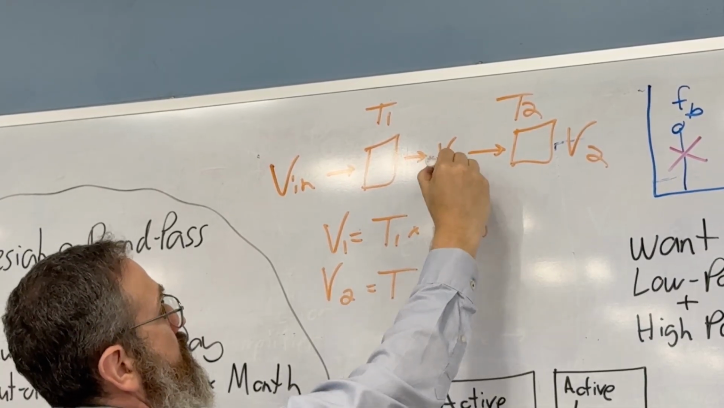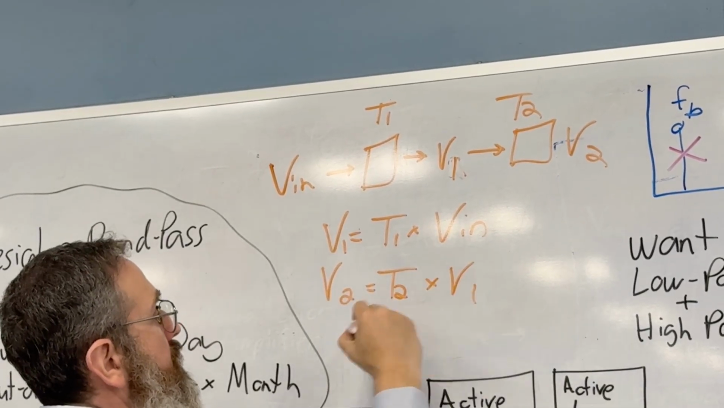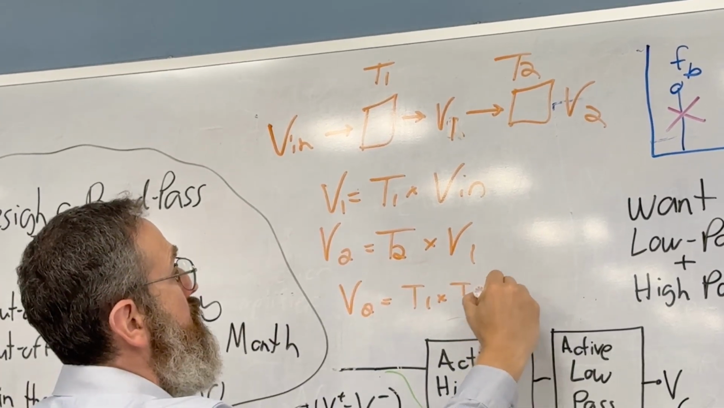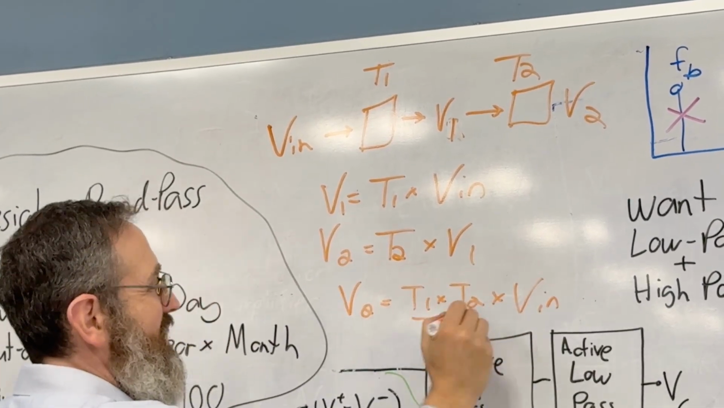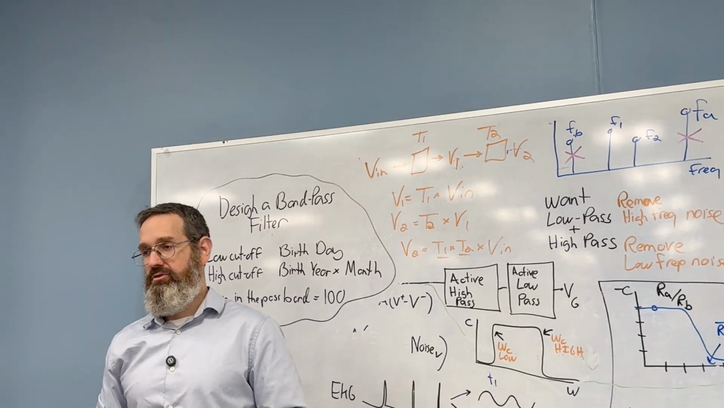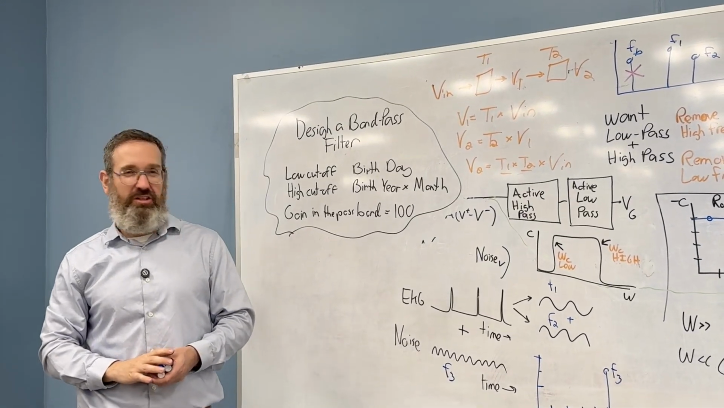So V1 is equal to transfer function 1 times V in, and V2 is equal to transfer function 2 times V1, so therefore V2 is equal to T1 times T2 times V in. It's amazing that you can do that. You can just multiply things through. It doesn't always work, but it's such a clean way of thinking about things.